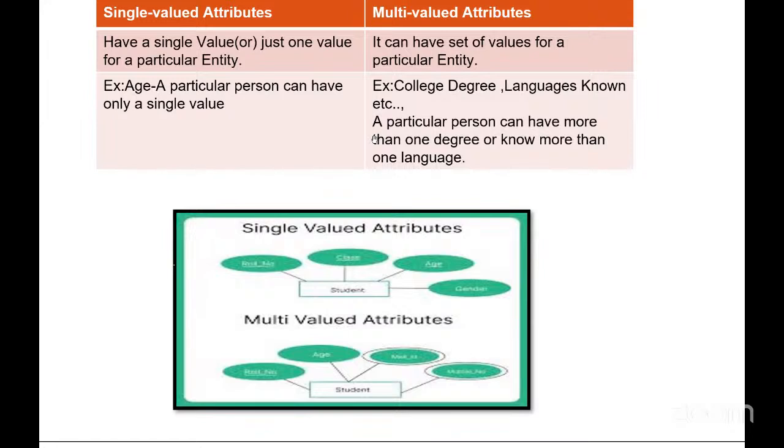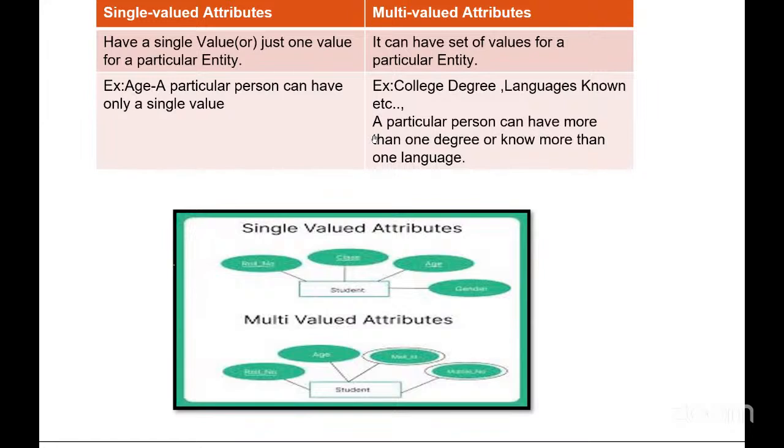Okay, coming to the single valued attribute. It will have only a single value, just one value for a particular entity. The best example is age. Coming to multi-valued, it will have multiple values for a particular entity. A person will have more than 1 degree. A person can know more than 1 language. He is having multiple values for a particular entity. Yes or no?